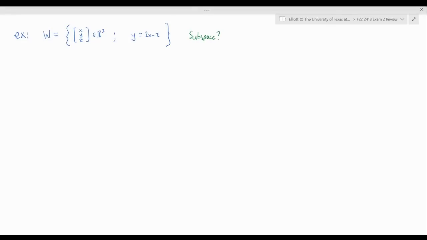So to check if W is a subspace, there were those two conditions again that we had to check. I'm going to start by looking at the closure under addition. To check if it's closed under addition, we're going to take two vectors, W1 and W2.